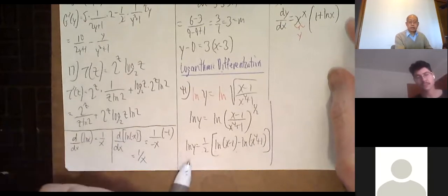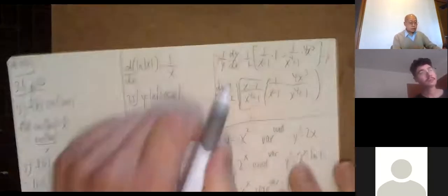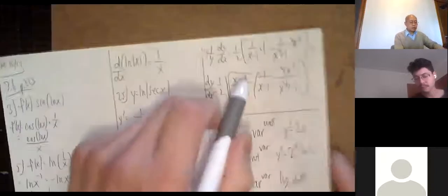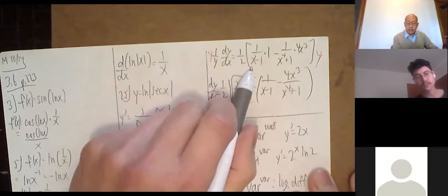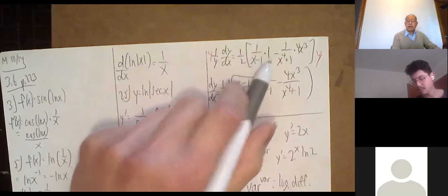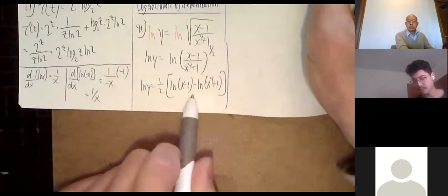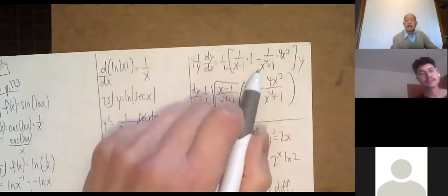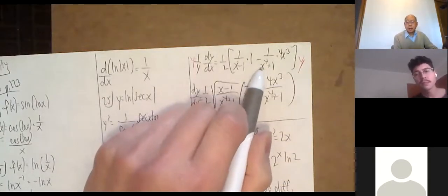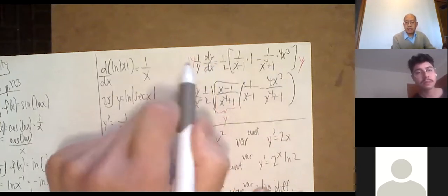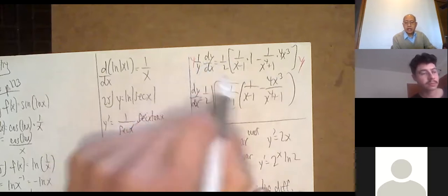Okay, so here's all that again. So this will be 1 over y dy/dx. Then I have 1/2. The derivative of ln(x minus 1) is 1 over x minus 1, and then by the chain rule times the derivative of x minus 1, but that's just 1. And then minus the derivative of this is 1 over x to the 4th plus 1, times the derivative of x to the 4th plus 1, which is 4x cubed. So essentially what you have now is 1 over y dy/dx times all this stuff.